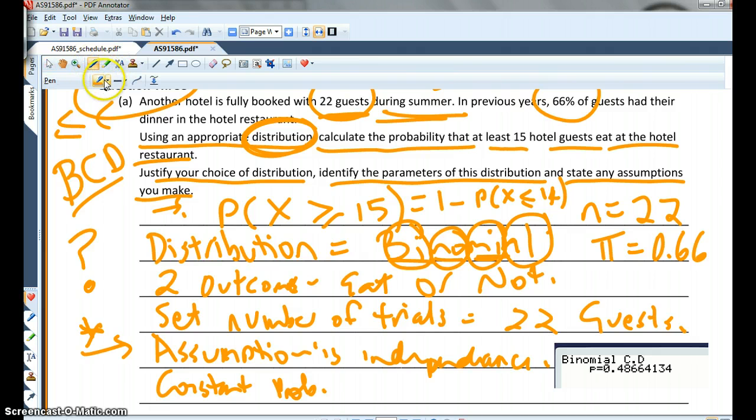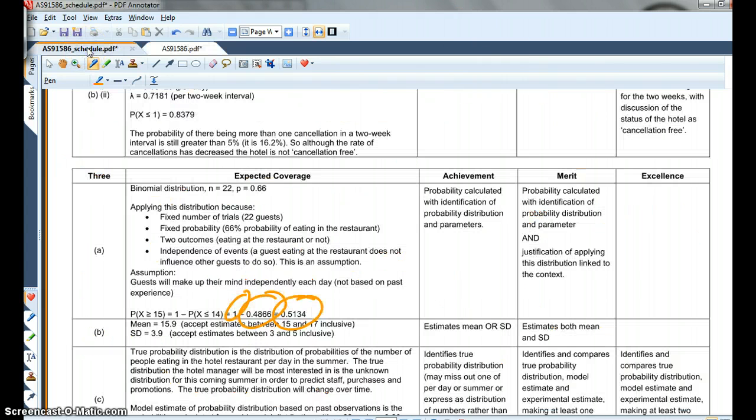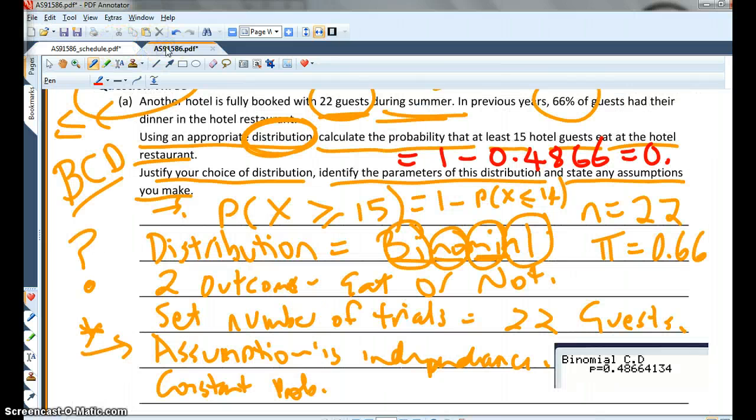Nice and quiet, please. So I needed to go, and this is very messy, so that equaled 1 minus 0.4866, which equaled 0.5134. Okay, so that's given us that probability. Now let's check back into our schedule.